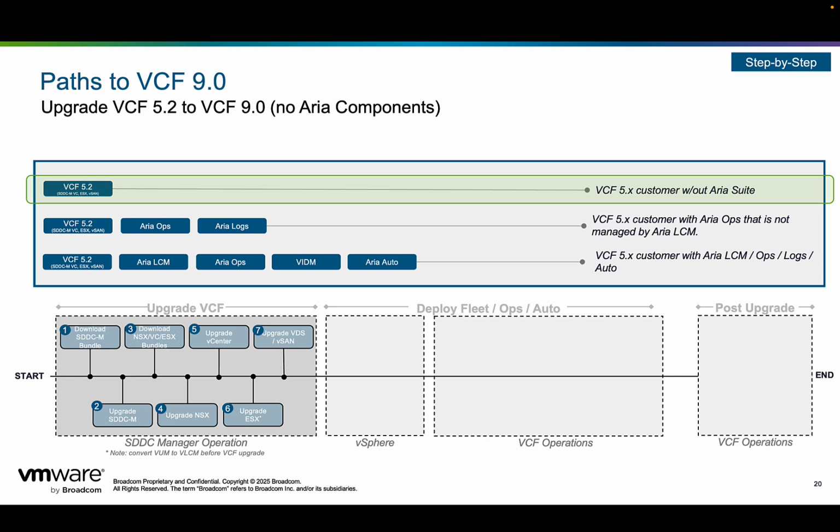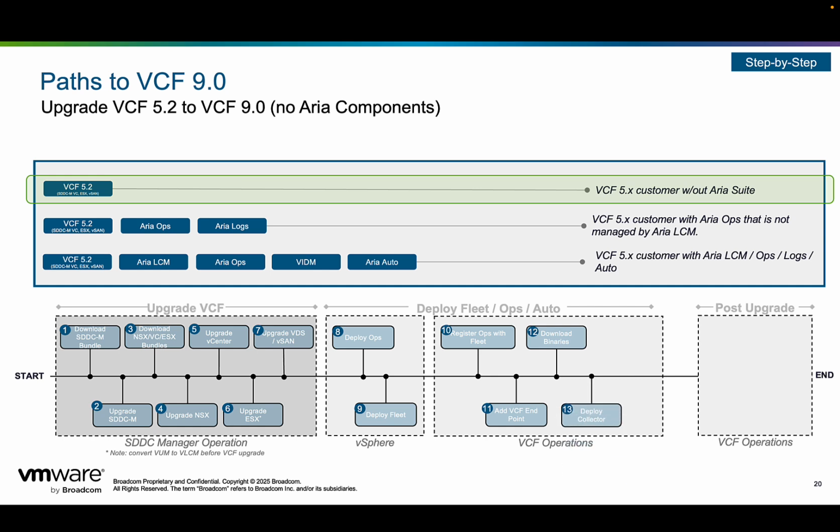Once we've completed the upgrade of the management domain using the SDDC Manager, we then switch to the vSphere client, where we will deploy an instance of VCF Operations 9.0, along with an instance of the VCF 9.0 Fleet Management Appliance. We will then log into the VCF Operations, where we will register the operations with the Fleet Manager, add VCF as an endpoint, and we will download additional binaries.